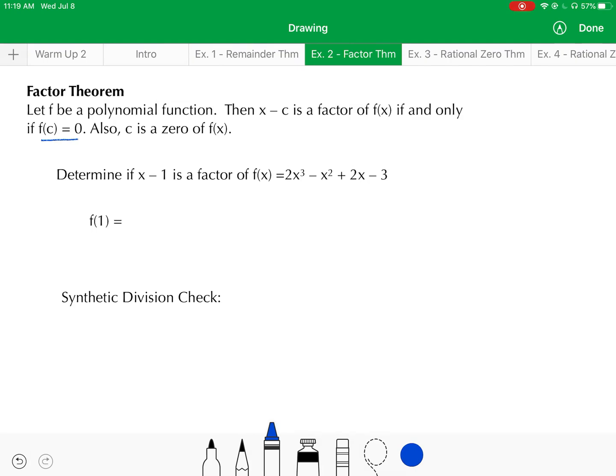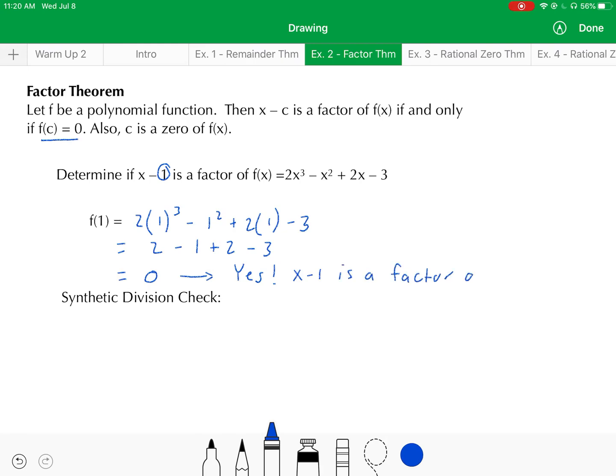The first way would be taking this value that's being subtracted from x and evaluating the function with it. So 2 times 1 cubed minus 1 squared plus 2 times 1 minus 3. That's going to equal 2 minus 1 plus 2 minus 3, which does in fact simplify to 0. So basically what we're saying here is that yes, x minus 1 is a factor of f of x.